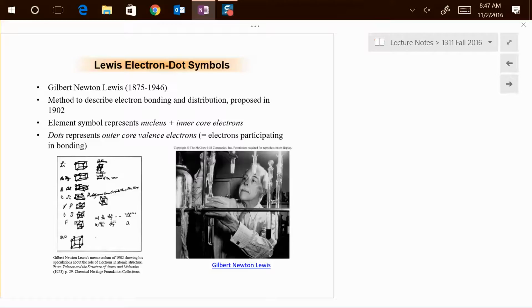So we're going to talk a little bit about Lewis dot symbols and structures, that Lewis proposed back in 1902, which show your nucleus and the electrons. The dots represent the outer valence electrons. So we don't actually identify the inner core electrons in these. They're not shown. You just understand that they're there. We're only looking at the valence electrons when we do this.